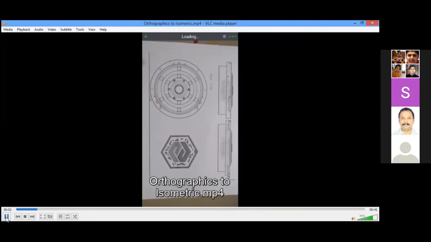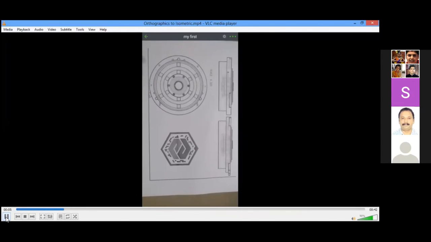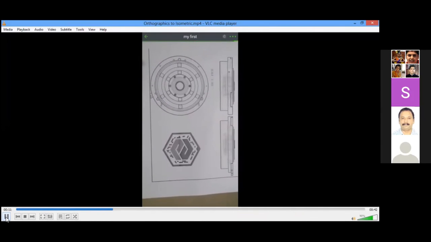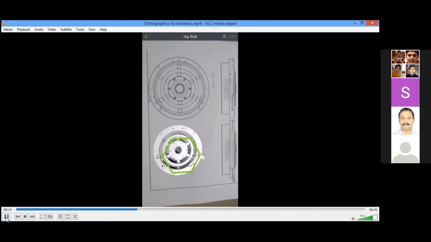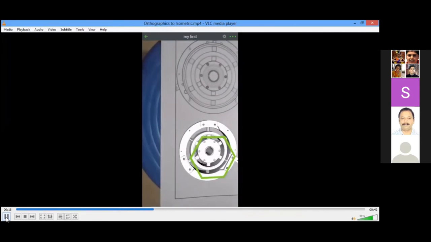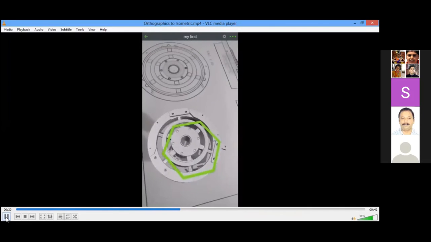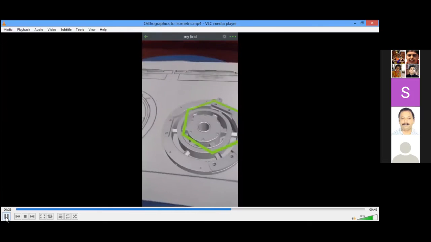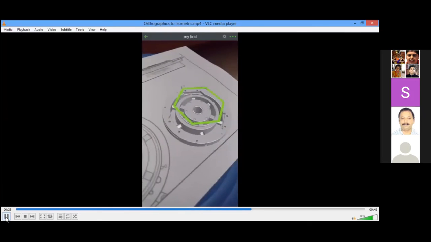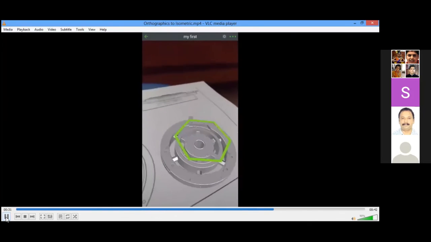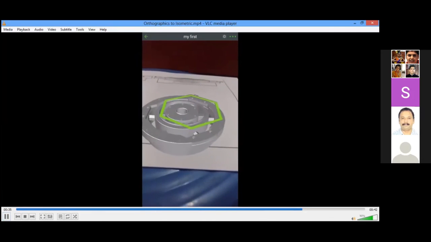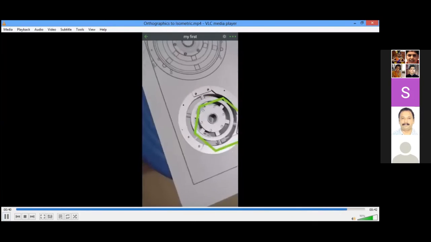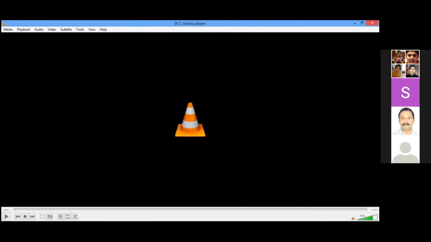Once again, I'll play this for you. You can see the 2D views are given. The student may not be able to understand these 2D views, so for that a 3D model will be required. And you can see, using your mobile, you can scan that hexagon code.